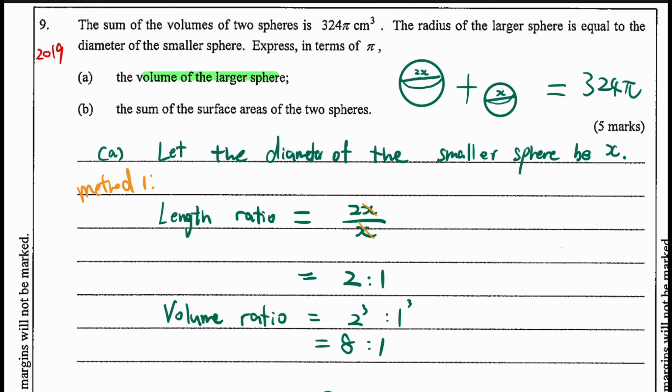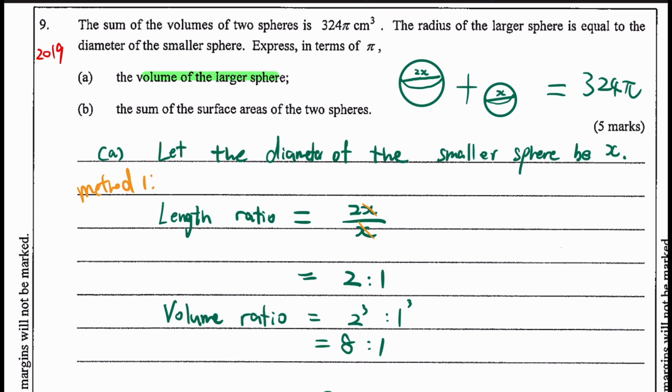In the 2019 paper, we have the sum of the volume of two spheres is this number, and it tells you that the radius of the largest one is equal to the diameter of the smaller one. So one is larger, one is smaller, and let's say we let this diameter be x. So the diameter of this one, or the radius of this one, will be x, so the diameter is 2x. Okay? Actually you can see their length ratio is 1 to 2, right? It's 1 to 2. And then they add up the volume equal to this one.